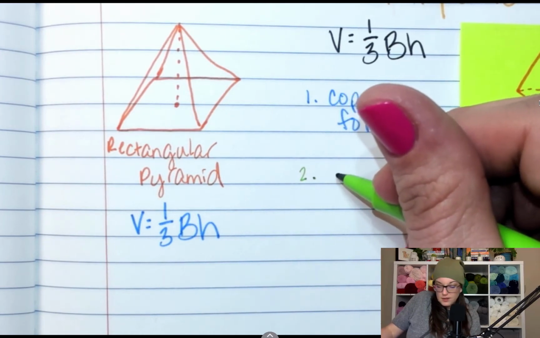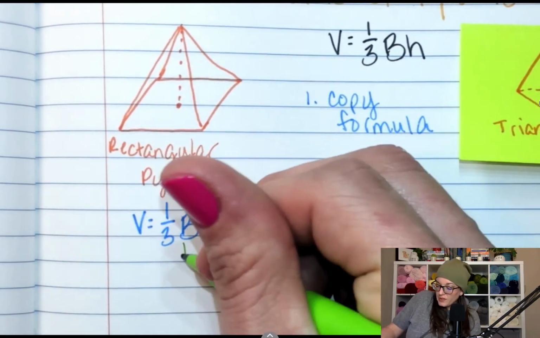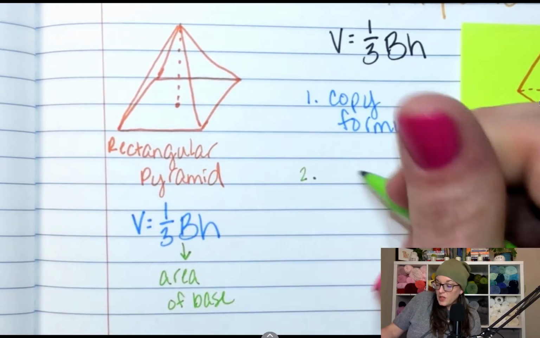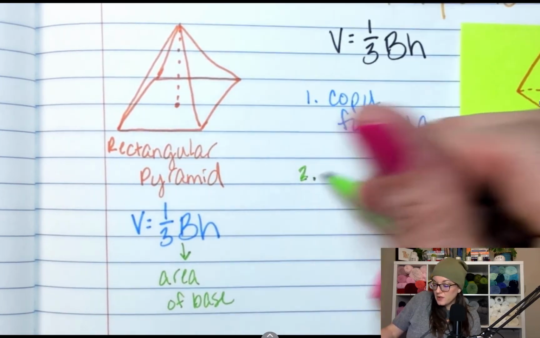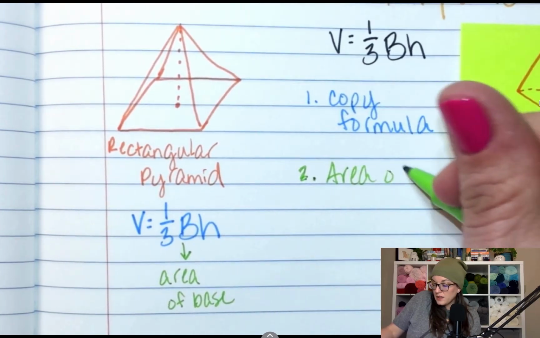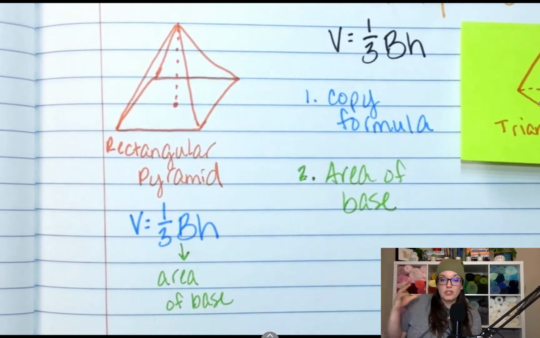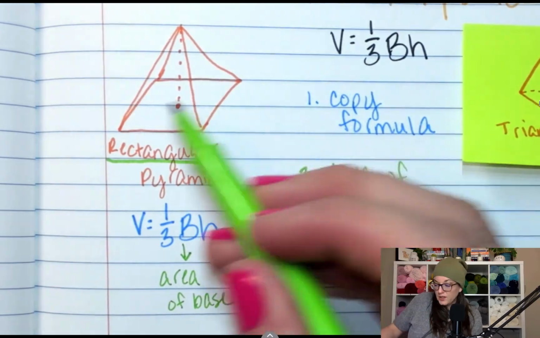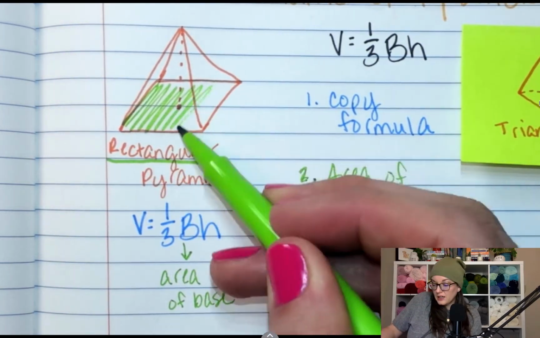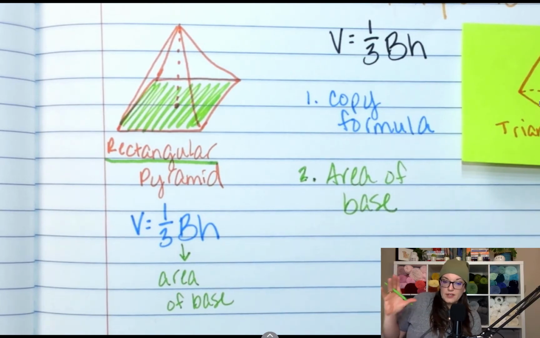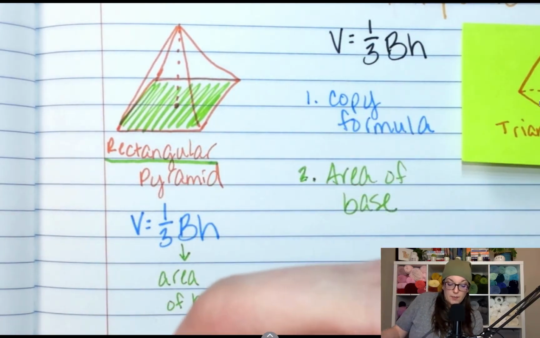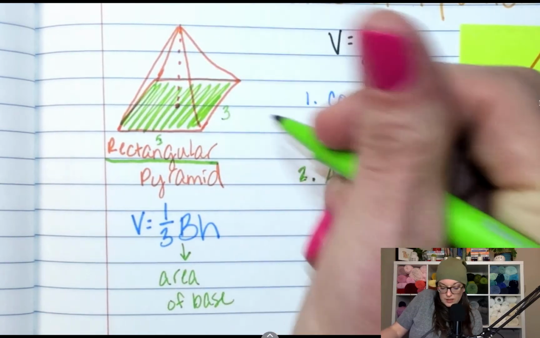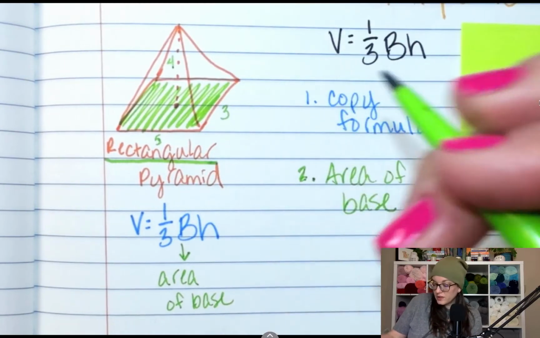Step 2, I need to identify the base. Capital B is the area of the base, just like it was last time. So step 2, what is the area of the base? That's the rectangle here, and I'm going to shade my base. Now, the dimensions for this rectangular pyramid are, let's say, 5 wide, 3 deep, and 4 tall.